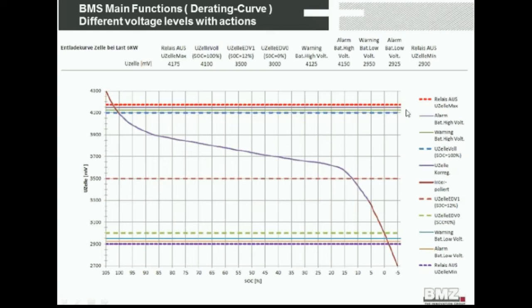do have functions behind, and those functions can help the battery work in safe, stable conditions with long lifetime, and all that.